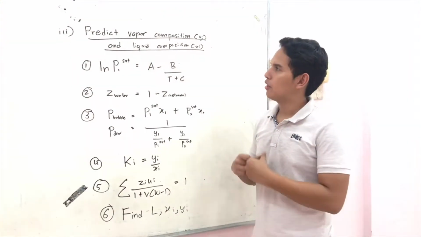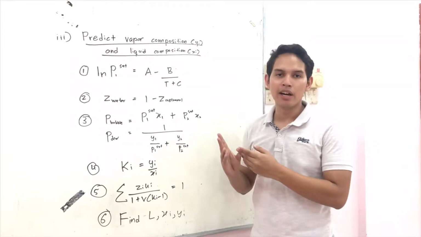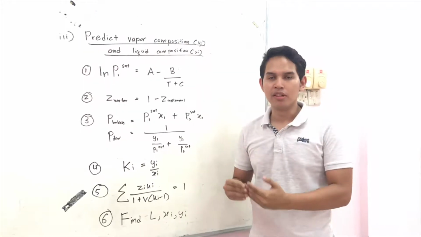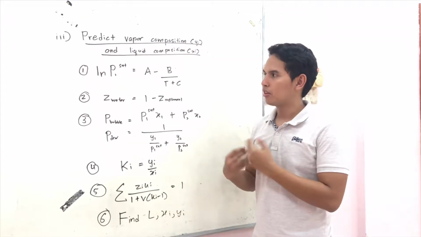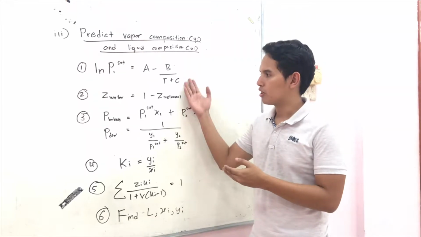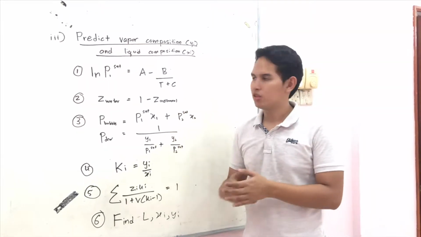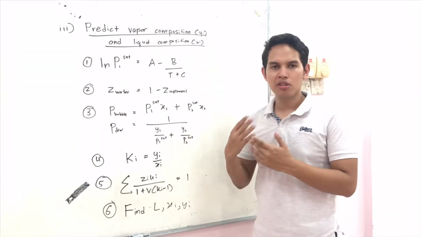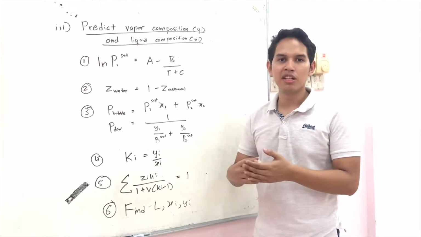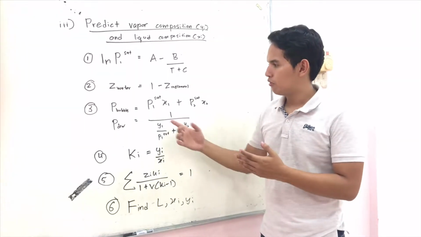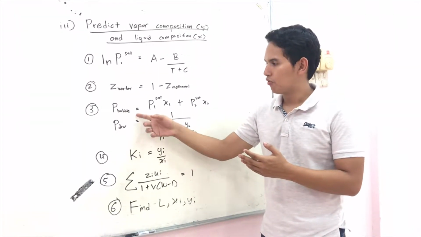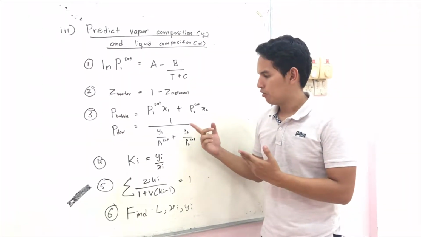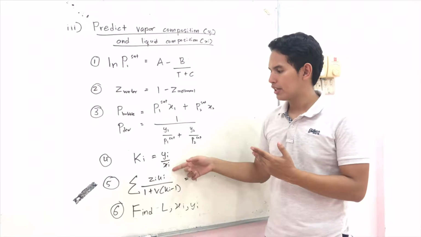For task 3, we have to predict the vapor composition Yi and also the liquid composition Xi for methanol and water. The first step is to find the P set using the Antoine equation. Next, we key in the overall composition for methanol to find the overall composition of water. Next, by assuming the overall composition of water and methanol is equal to the vapor composition and liquid composition of water and methanol, we can use the formula of P bubble and P dew to find the limitation of the flash distillation. Next we find the K using Y over X.